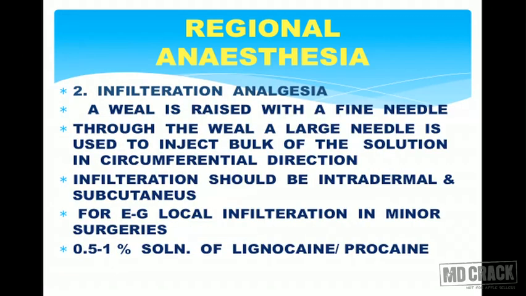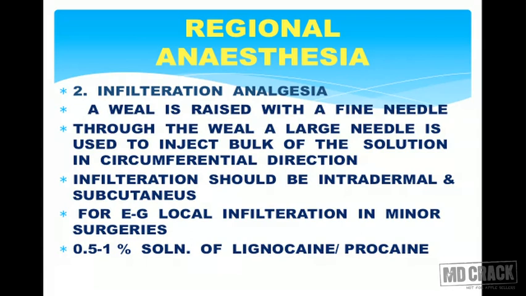Then the second form of anesthesia is infiltration analgesia. This form of analgesia is achieved by raising a wheal in the body with a fine needle, and then a large needle is used to inject the bulk of the solution in the circumferential direction. Remember, the direction in which the local anesthetic solution is injected is circumferential. This is done so that the surrounding area covering that particular part of the body which is supposed to be anesthetized is covered, and surface analgesia is achieved through all the parts of the body.